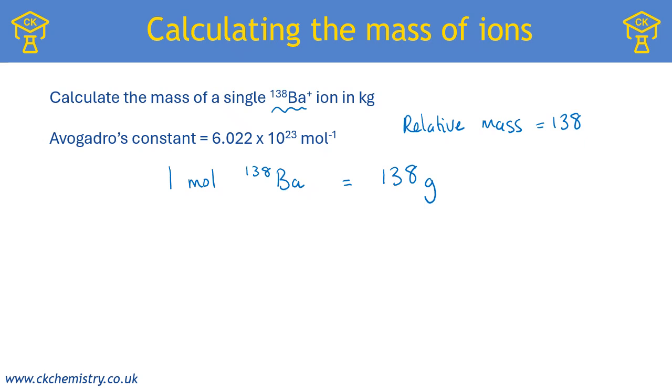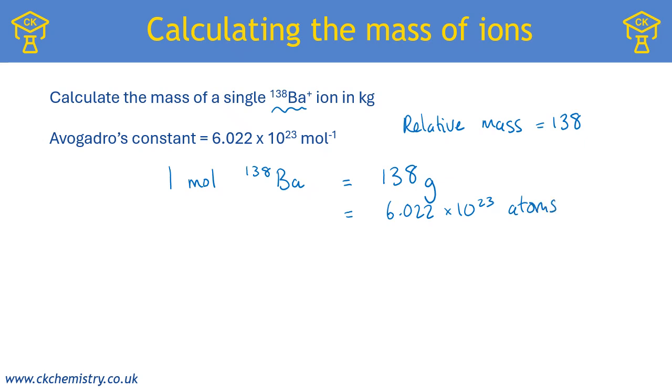So the mass of a Ba+, or indeed a Ba2+ ion, is going to be exactly the same as the atom. So we can ignore the fact that it has a charge when we're doing this calculation. Then we have our Avogadro's constant. What that tells us is the number of atoms in 1 mole. So 1 mole is equal to 6.022 times 10 to the 23 atoms or ions.